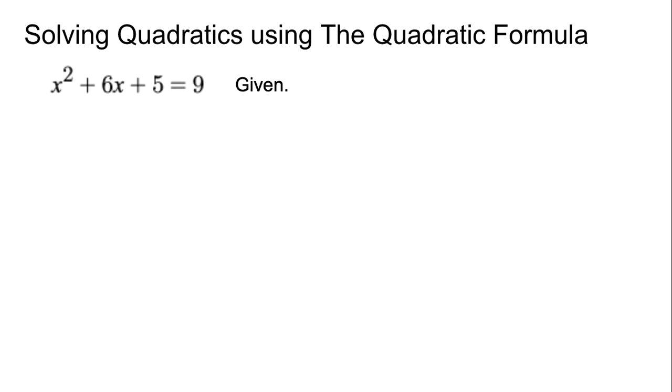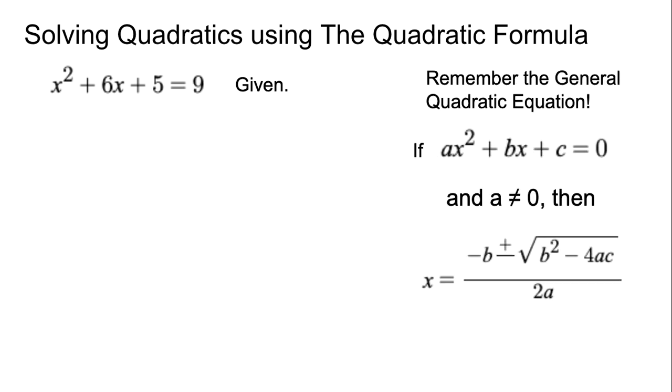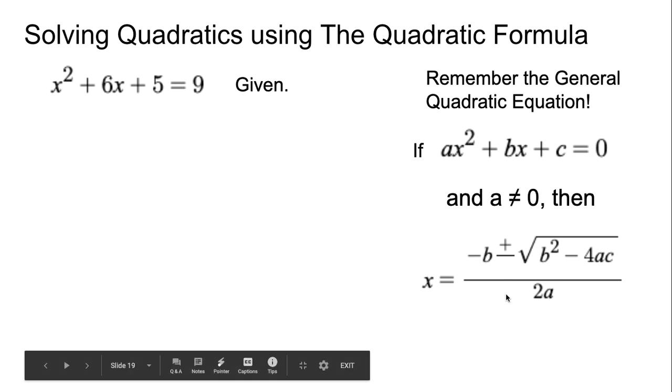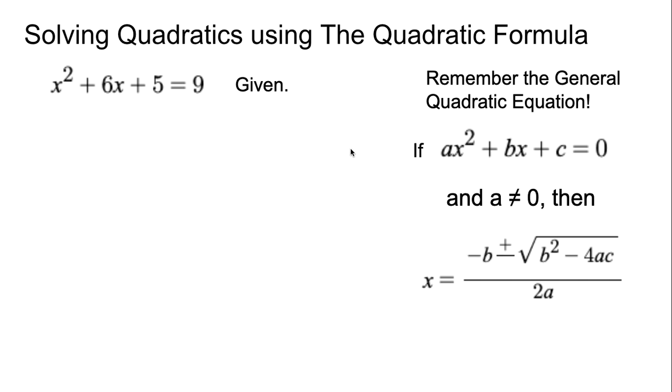This is the same problem from earlier in the lesson, and we're going to solve this using the quadratic formula. But we have to note a couple important things. Remember where the quadratic formula comes from. It says if ax squared plus bx plus c equals 0, and a is not equal to 0, then we can just plug in the a, the b, and the c over here in order to get our x values that make this equation true.